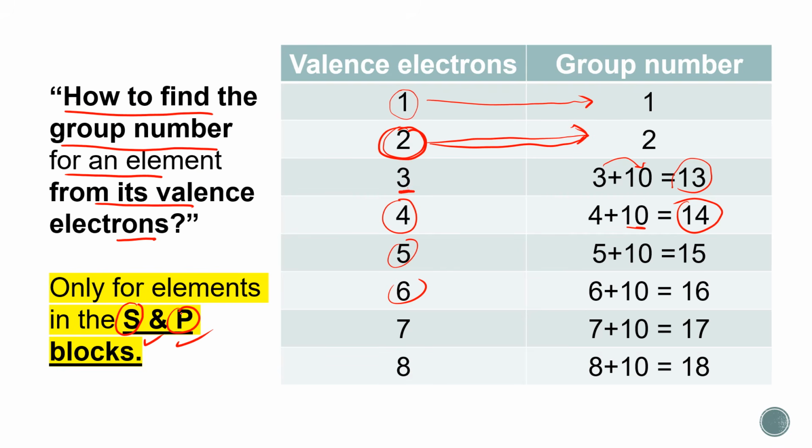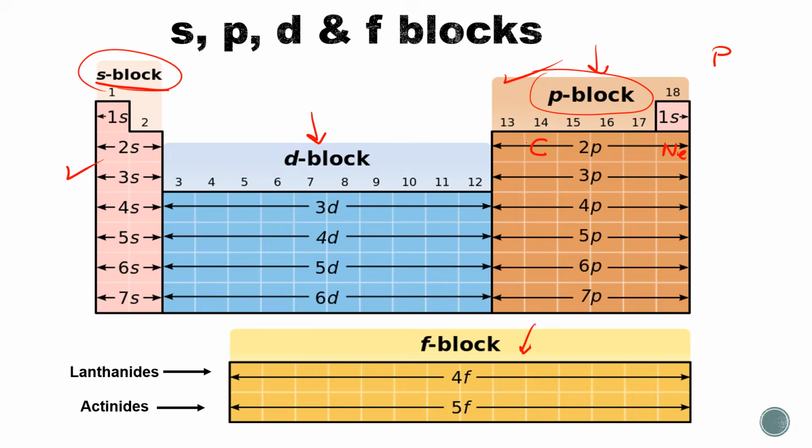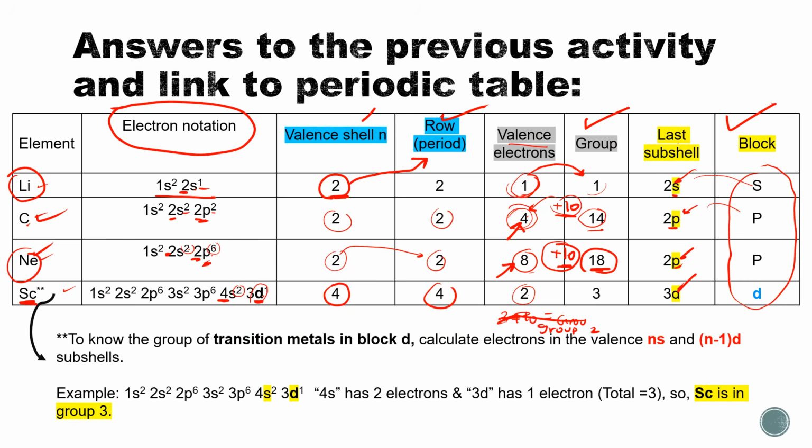We can't use it; the notation must end with either S or P in order to use this relationship between the valence electrons and the group number. Okay, what about D? What should we use? So to know the group of transition metals of block D, whose notation ends with D. Let me just remove this.